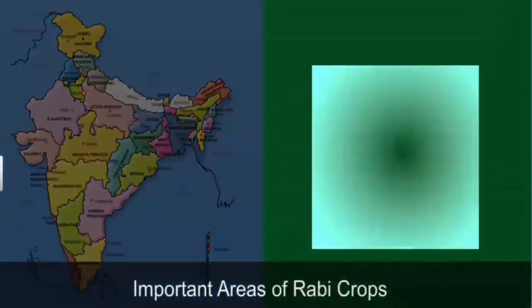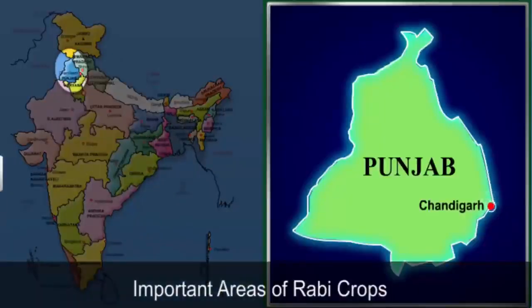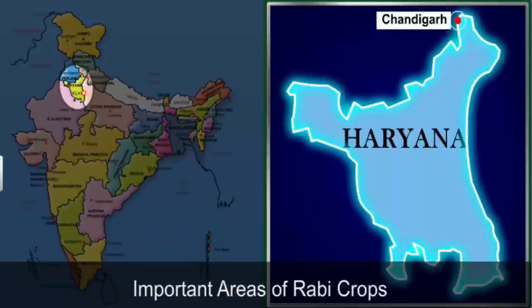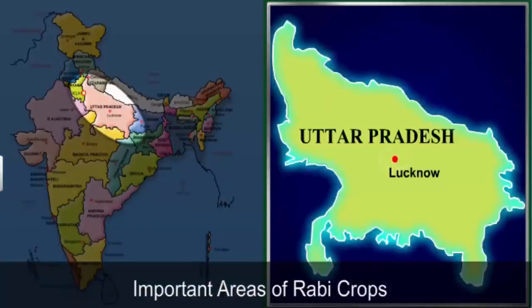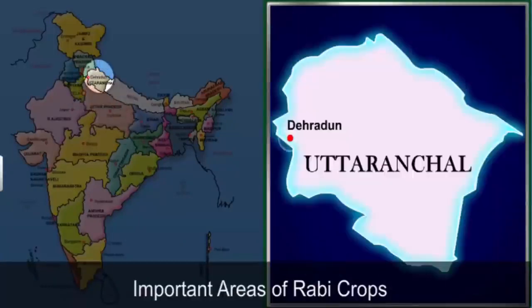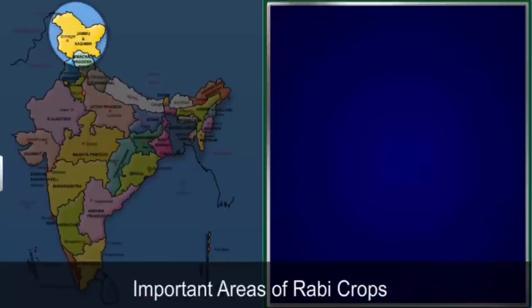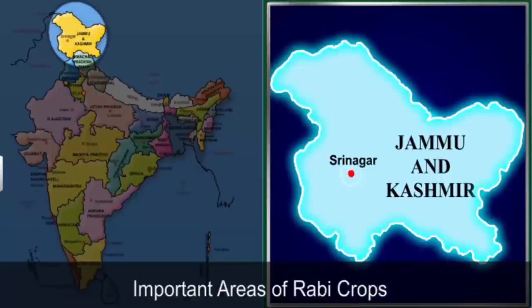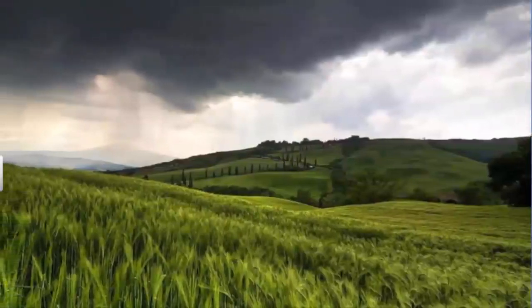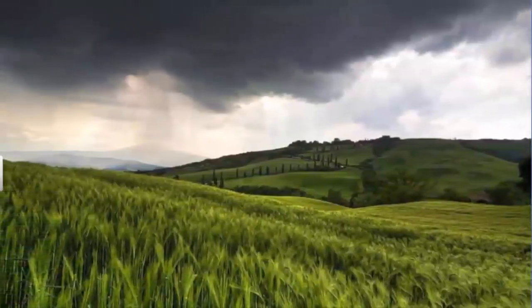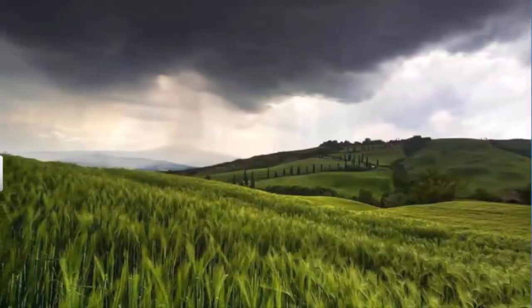The important areas of rabi crops are Punjab, Haryana, Uttar Pradesh, Uttaranchal, Himachal Pradesh and Jammu and Kashmir. The success of rabi crops in these states depends on rainfall in the winter season caused by western temperate cyclones.